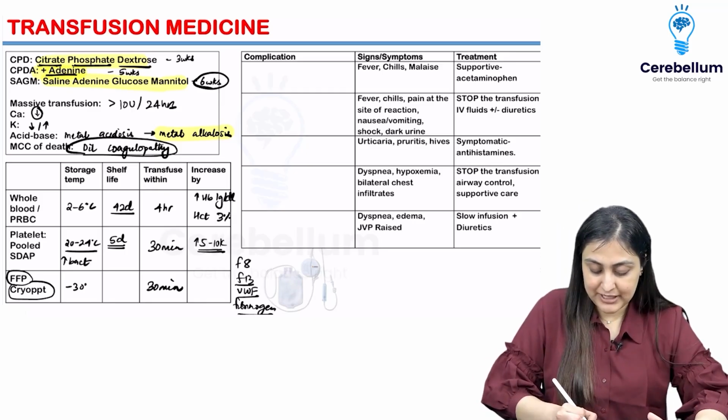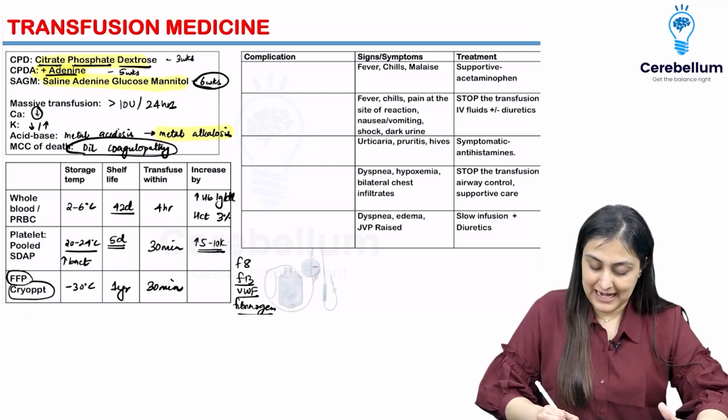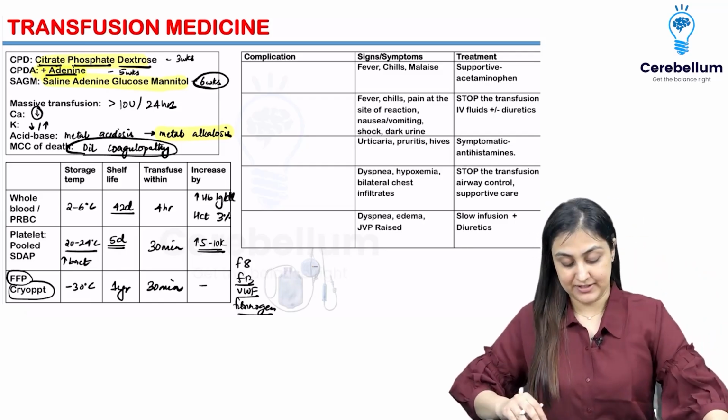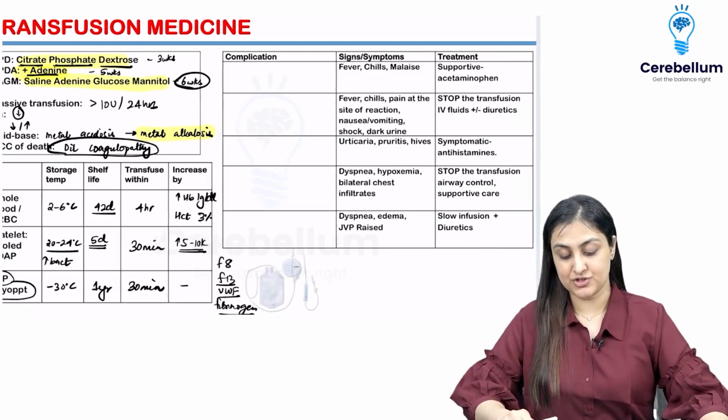Both of these are stored at minus 30 degrees Celsius and have a shelf life of 1 year, and they increase all of the levels of these factors. There is no specific percentage here. Okay, so this is about the questions.